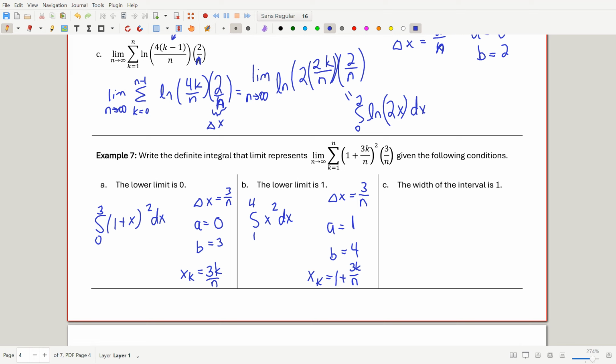Letter C is probably the tricky one, but we'll see how it works. We want the width of our interval to be 1. So that's going to change our delta x. What's our delta x if the width is 1? Yeah, 1 over n. So that actually means that I have to change something in here because I have 3 over n.